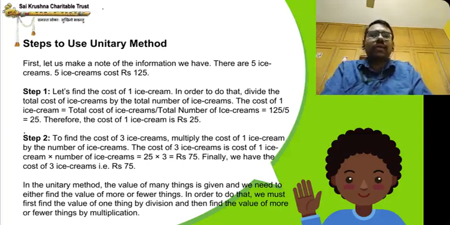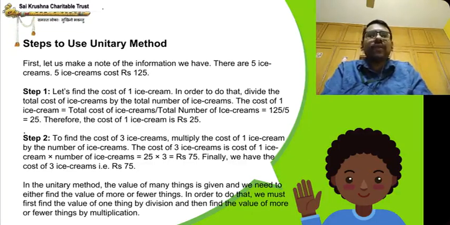Step 2: to find the cost of 3 ice creams, multiply the cost of one ice cream by the number of ice creams. The cost of 3 ice creams is the cost of one ice cream into the number of ice creams. So that is 25, the cost of one ice cream, into 3. Finally, we have the cost of 3 ice creams: rupees 75.